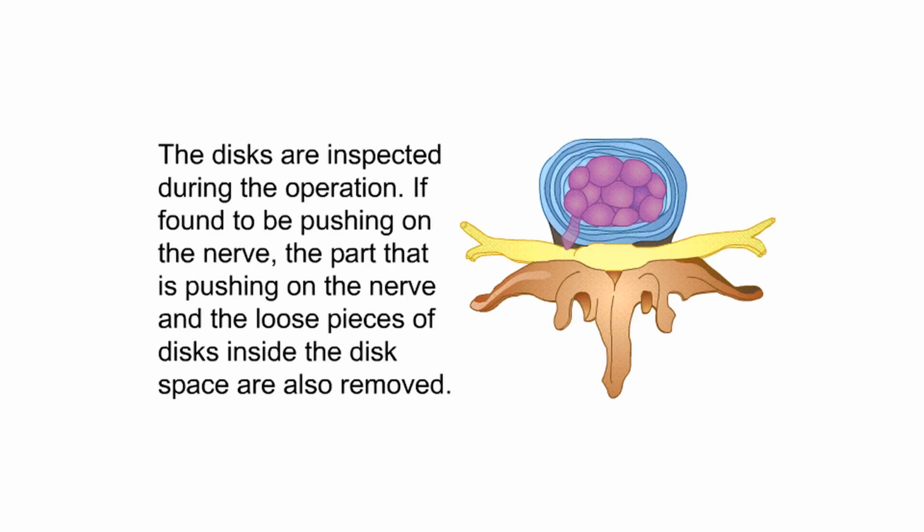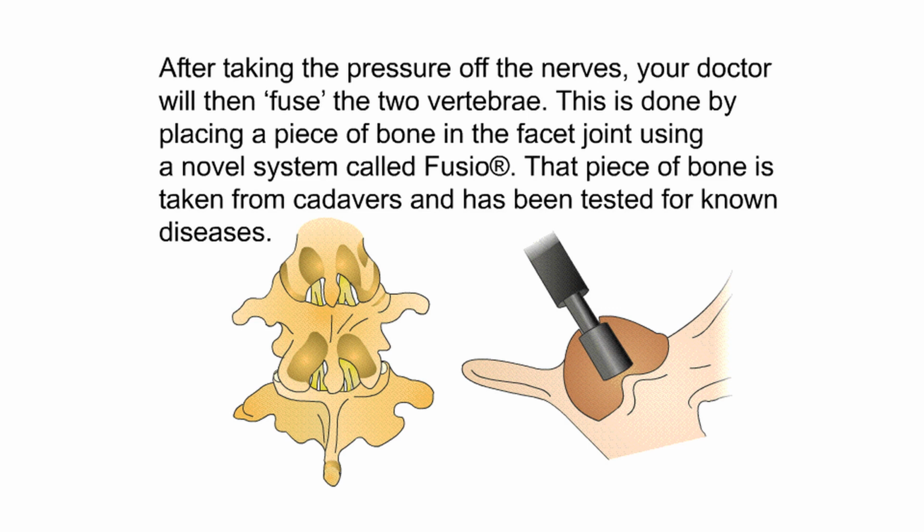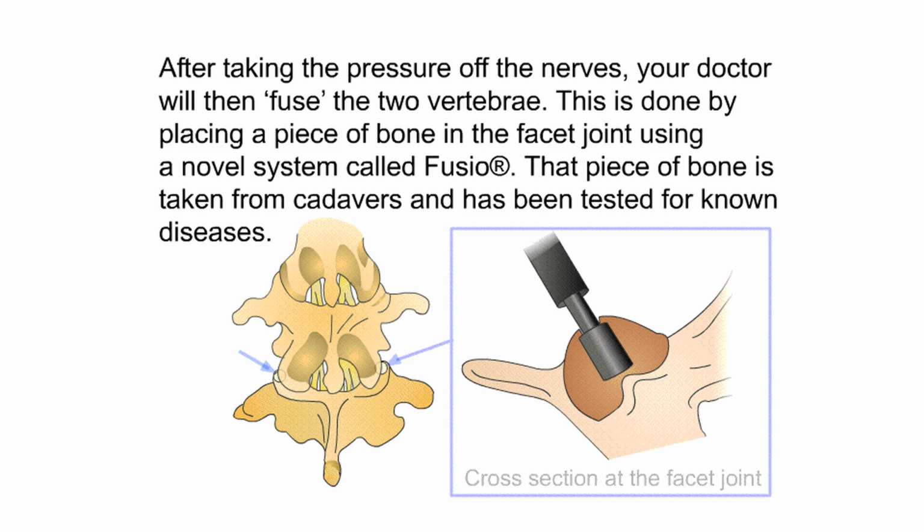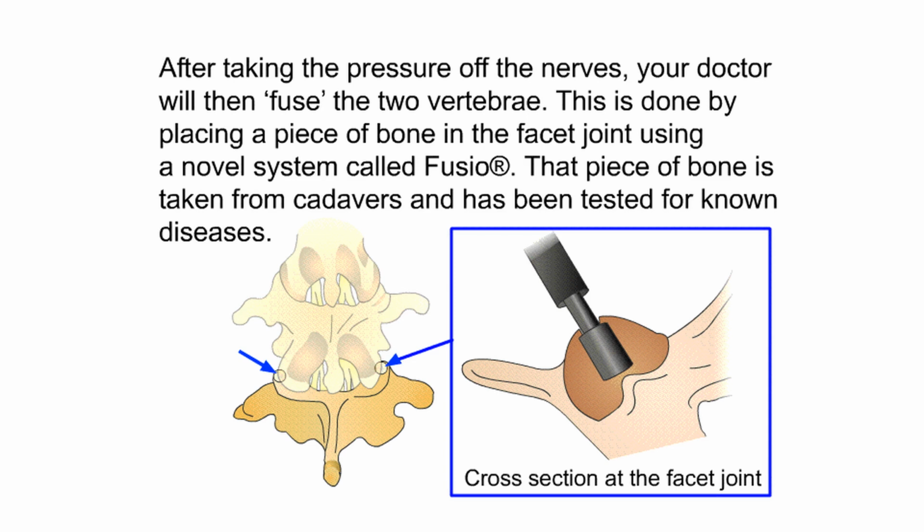The discs are inspected during the operation. If found to be pushing on the nerve, the part that is pushing on the nerve and the loose pieces of discs inside the disc space are also removed. After taking the pressure off the nerves, your doctor will then fuse the two vertebrae. This is done by placing a piece of bone in the facet joint using a novel system called Fusio. That piece of bone is taken from cadavers and has been tested for known diseases.